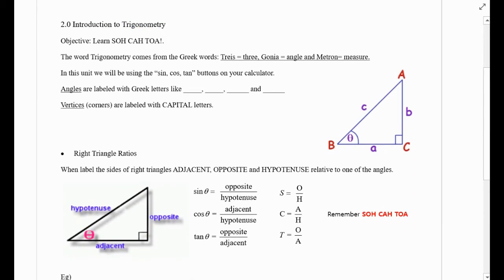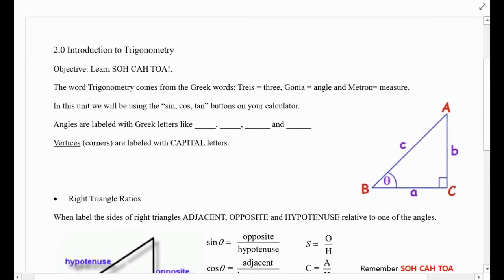The word trigonometry comes from Greek words. Tres means 3, gonia means angle, metron means measure. So it's basically 3-angle measure. In this unit, we'll be using the sine, cosine, tangent buttons on your calculator to solve trigonometry ratio problems.